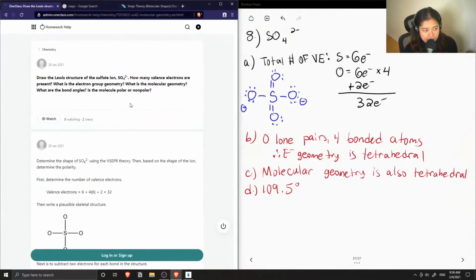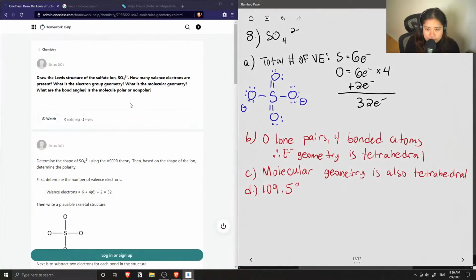So lastly, is the molecule polar or nonpolar? Oxygen is more electronegative than the sulfur, but if we look at our molecule, the dipole moments would cancel each other out. So therefore, SO42- is a nonpolar molecule.